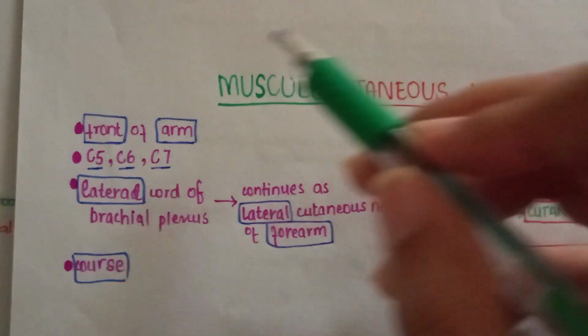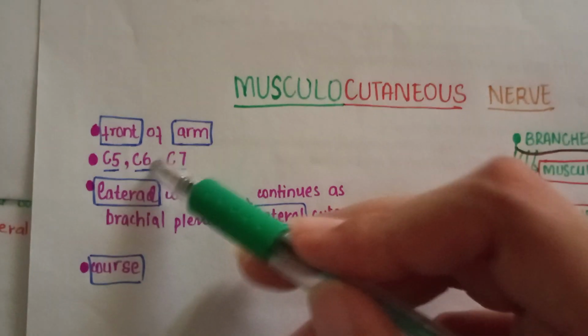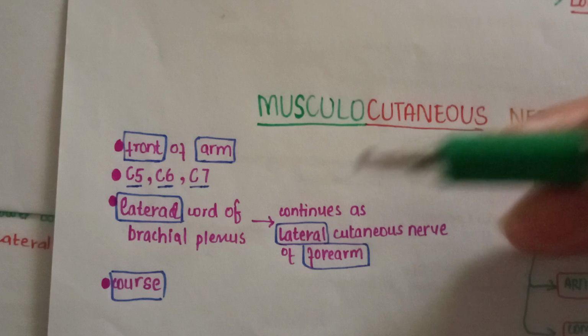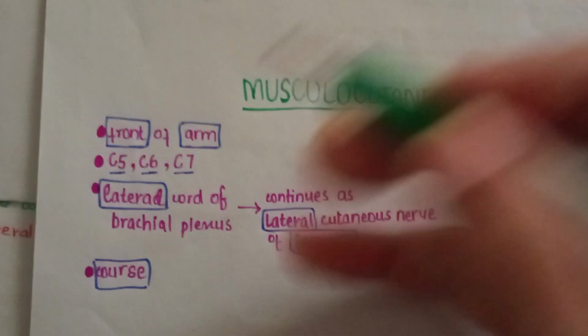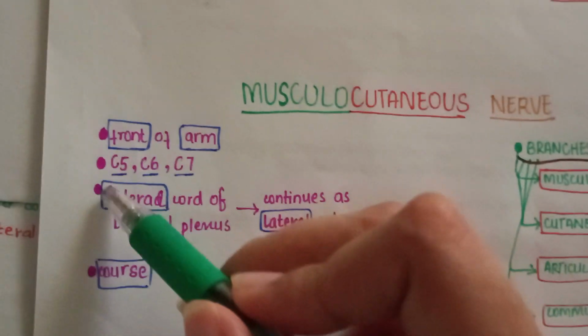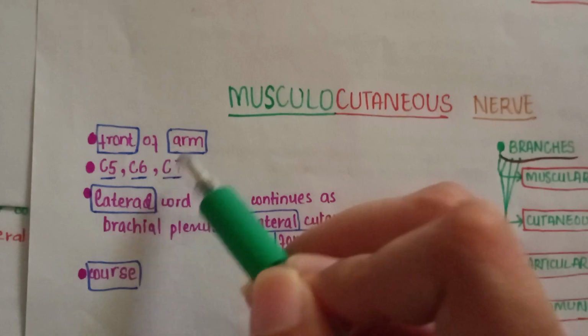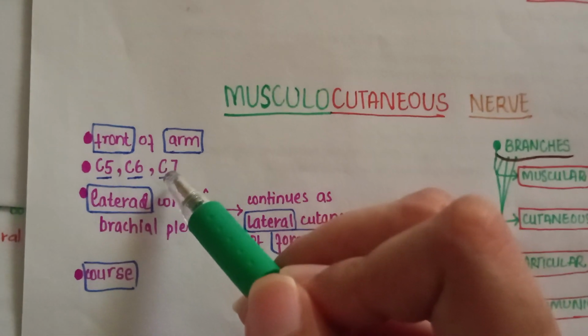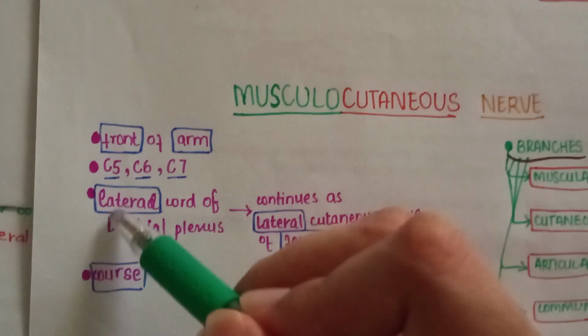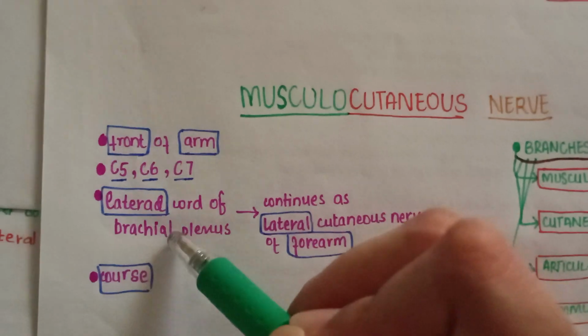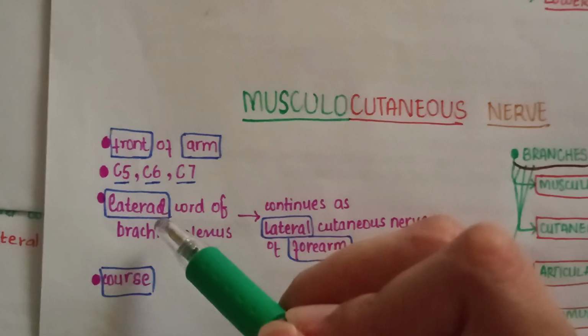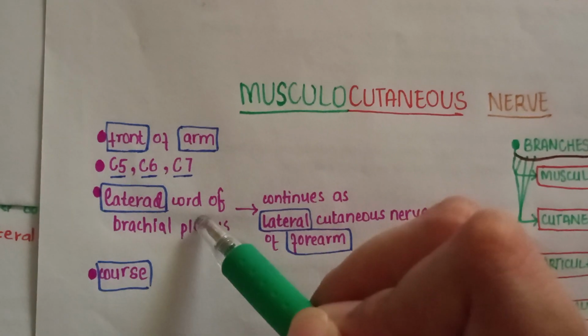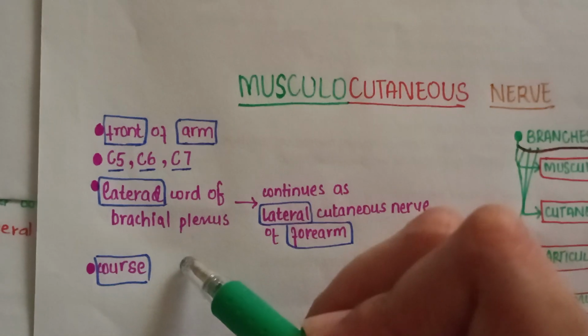Musculocutaneous nerve is actually the main nerve of the front of arm, which means that it supplies the muscles of the front of arm, and its root value is from C5 to C7, and that's an important point, you have to remember it. It originates from the lateral cord of brachial plexus, and I have already made a video on the brachial plexus, you can check it in the description.